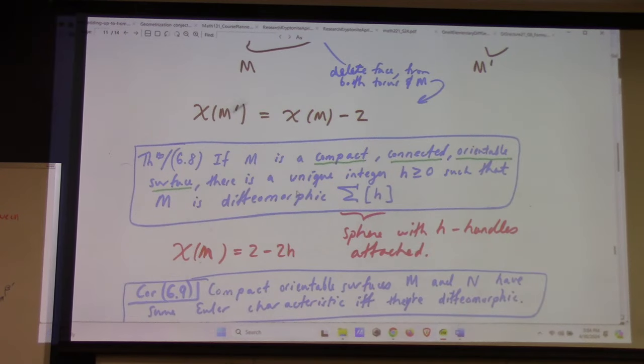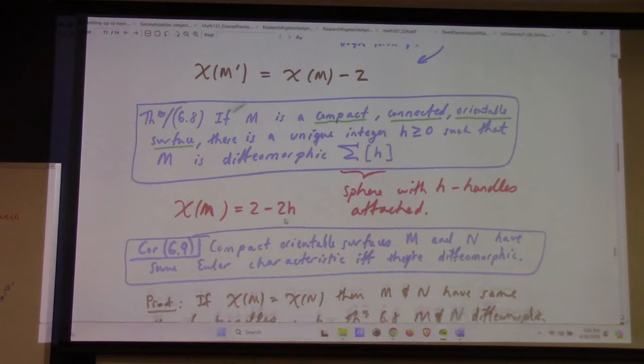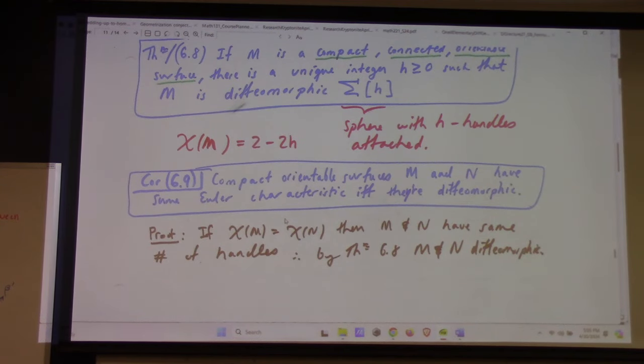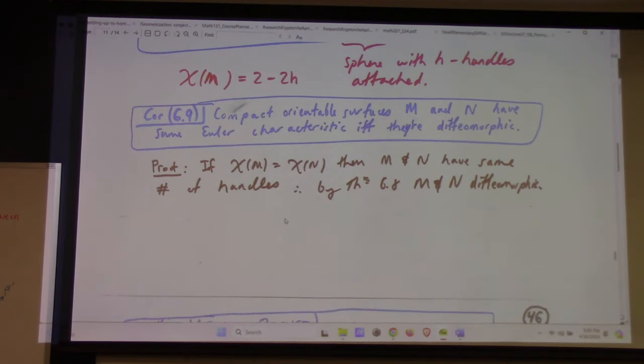Anyway, so theorem 6.8, if you have a compact connected orientable surface M, there's a unique integer h greater than or equal to 0 such that M is diffeomorphic to a sphere with h handles attached. So you can do this kind of surgery on spheres. We talked a bit about surgery earlier, I think. Did we? Or am I thinking of a different semester? Oh, briefly? Okay. So compact orientable surfaces M and N have the same Euler characteristic if and only if they're diffeomorphic.